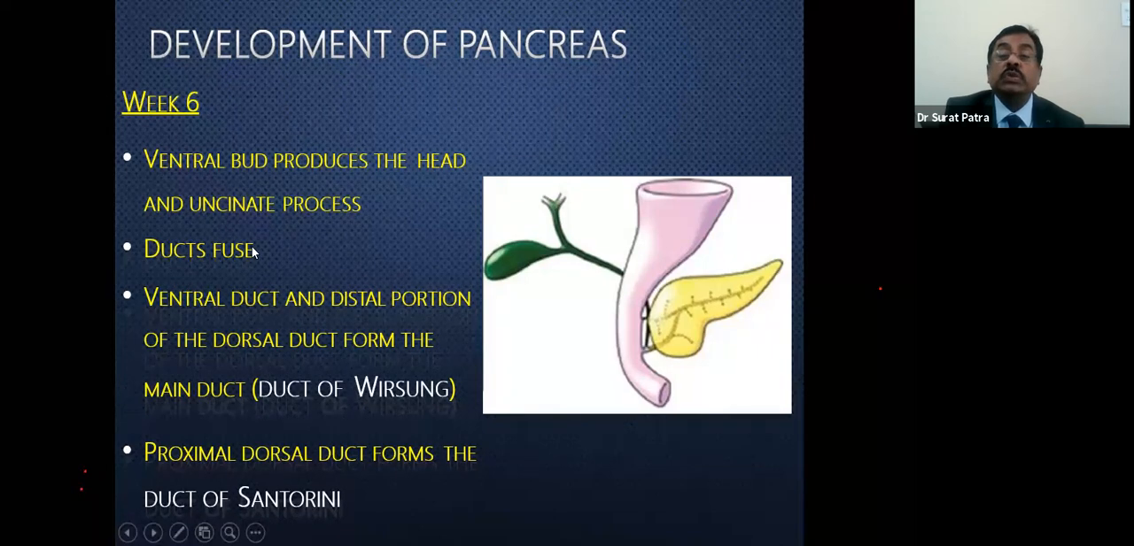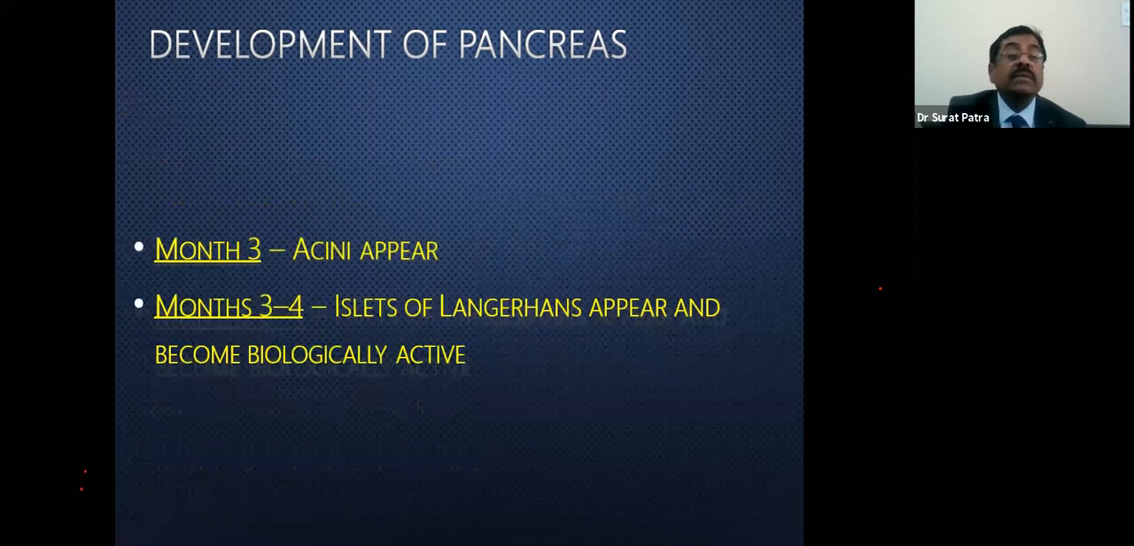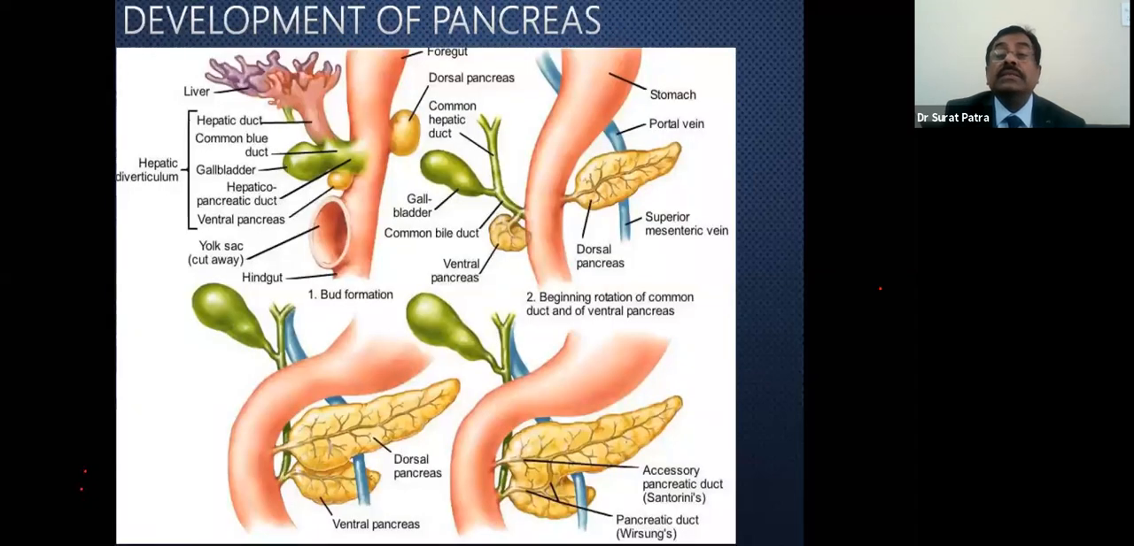The ducts fuse: the ventral duct and the distal portion of the dorsal duct form the main pancreatic duct, which is called the duct of Wirsung, and the proximal dorsal duct forms the duct of Santorini. By month 3, acini appear. By month 4, islets of Langerhans appear and become biologically active. This depicts the development of pancreas.